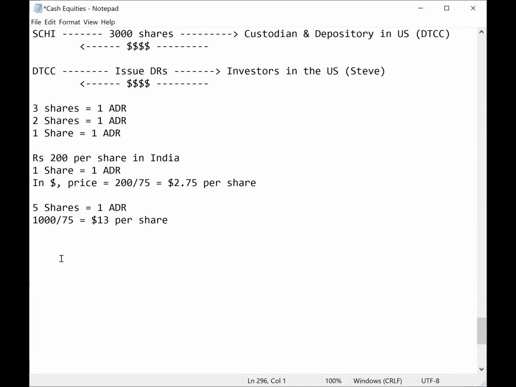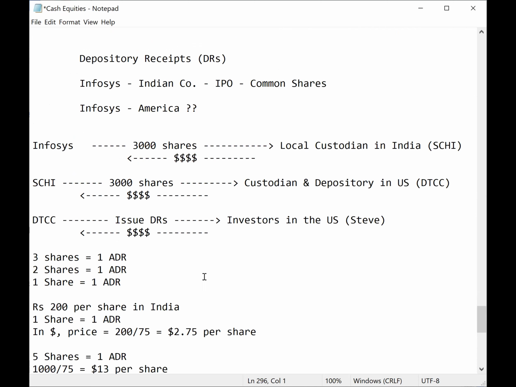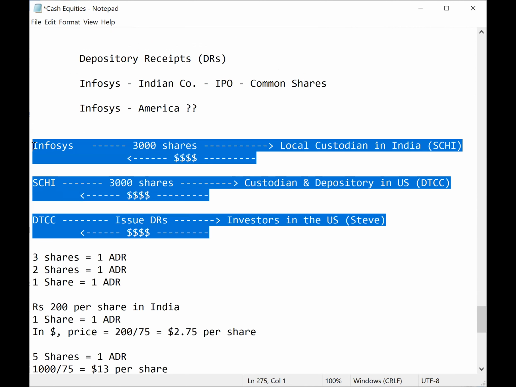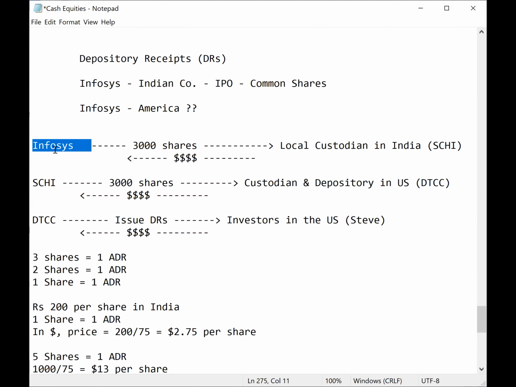Guys, let me tell you about sponsored and non-sponsored ADRs. This was the case of a sponsored ADR. When the company is involved and the company is getting the funds, those sponsored ADRs would be listed on the exchange, and they would be traded on the exchange. Anybody can buy or sell them on the exchange.